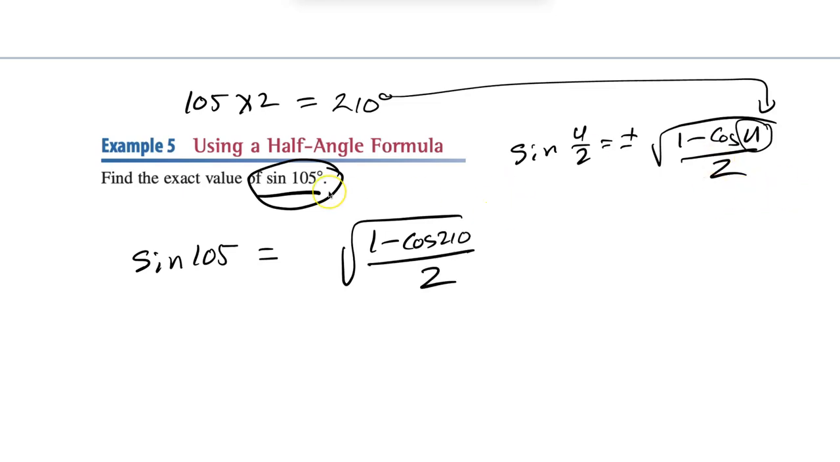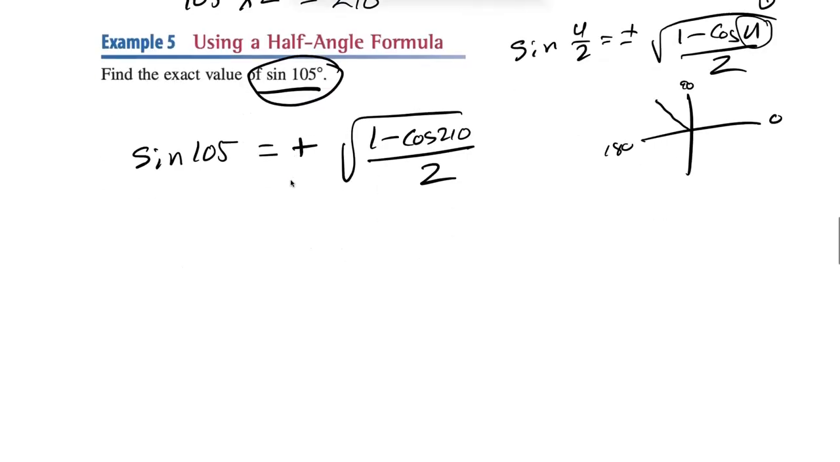Plus and minus, where's 105? 0, 180. 105 would be over here. This is 90. So it's in quadrant 2. Sine is positive in quadrant 2, so it is the positive version of this. And then that's pretty much it. We just have to simplify this. Figure out what cosine 210 is.